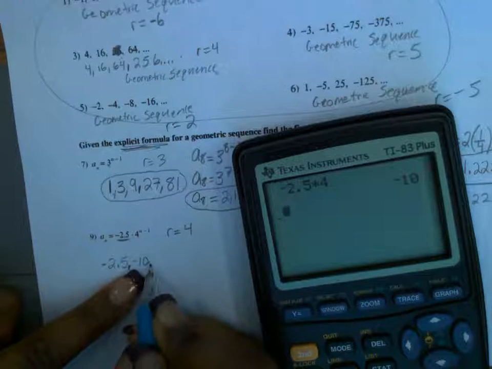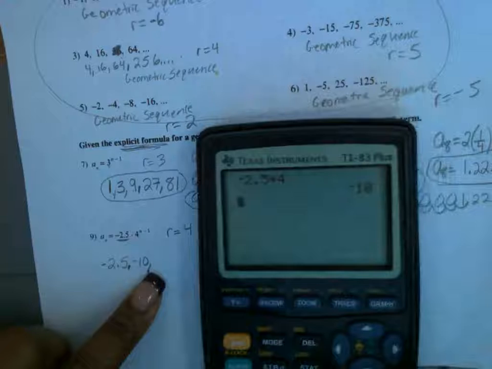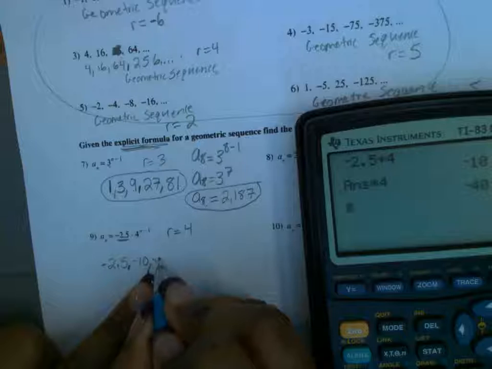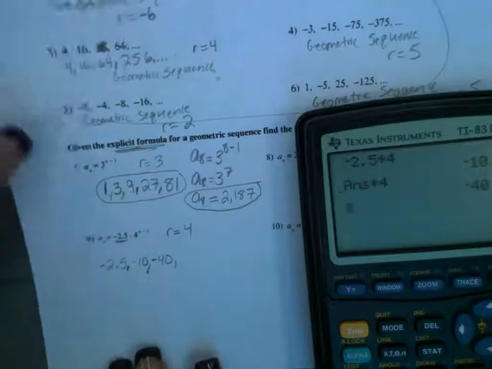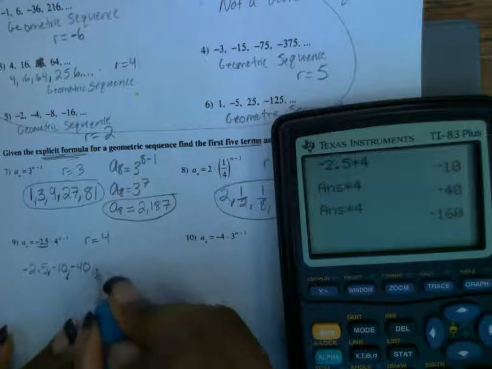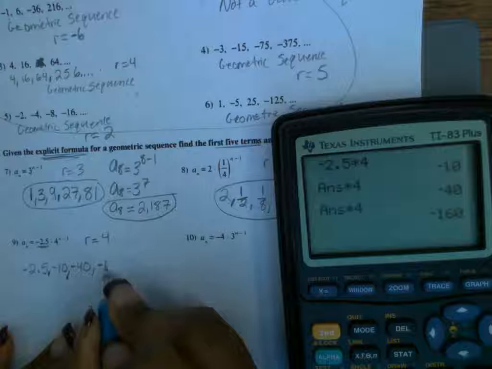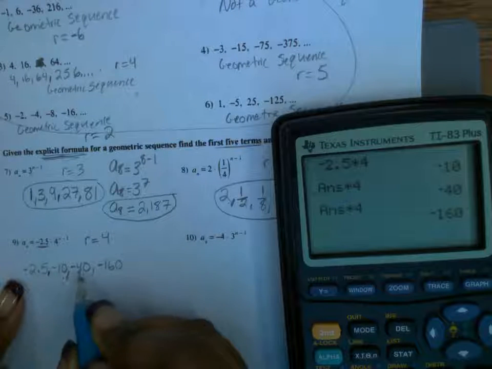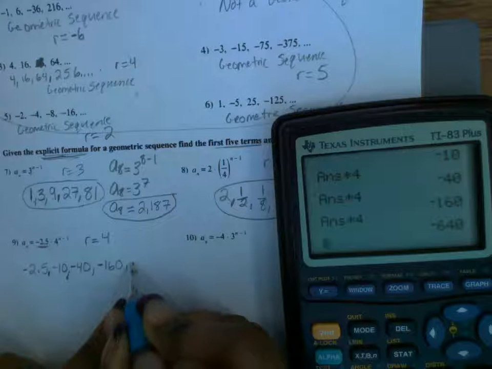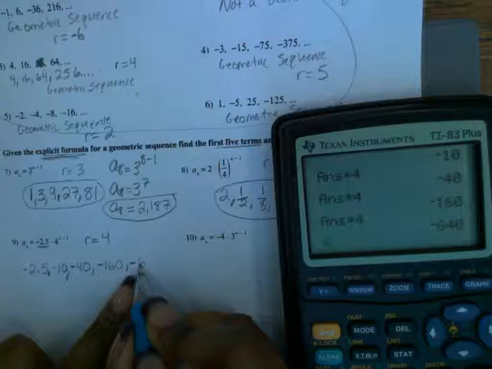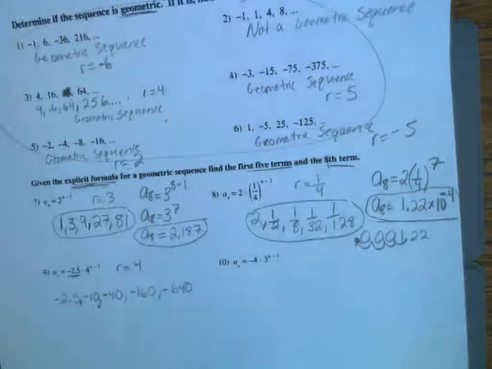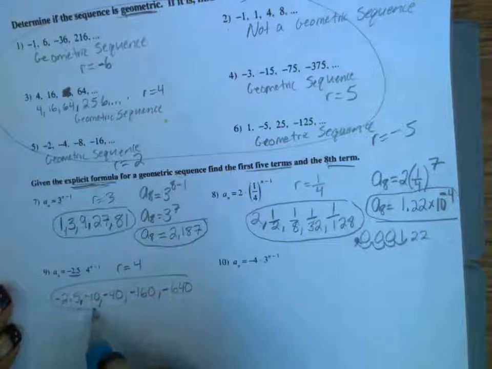That's your second number. So we're going to multiply by 4 again. And what does that give me? Very good. And then you multiply times 4 again. And what does that give me? Very good. 1, 2, 3, 4. We need one more time. Multiply by 4 one more time. And what does that give me? Very good. Okay. All right. Excellent job. These are your first 5 terms.